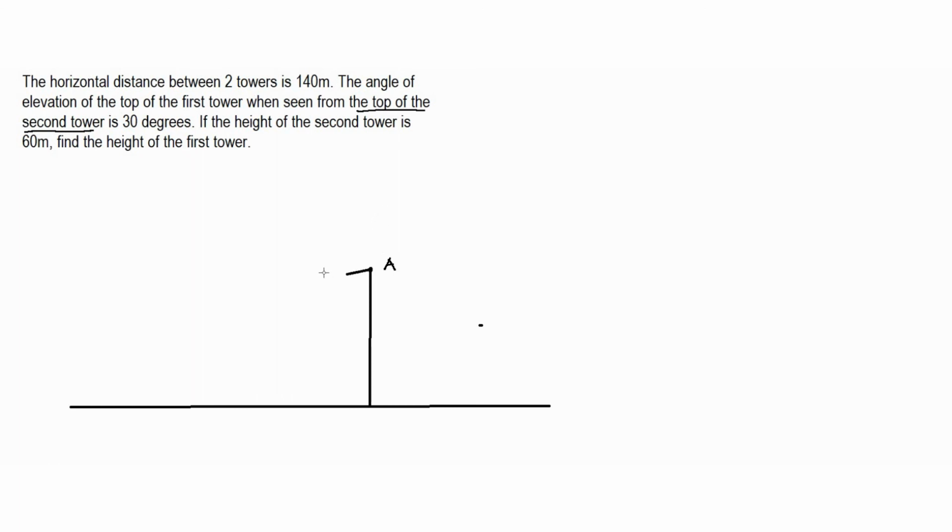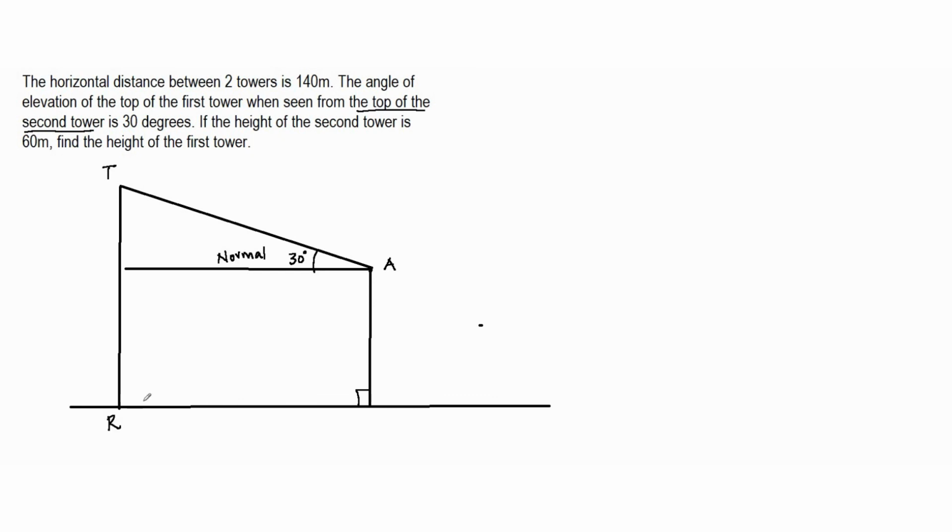So imagine that you are standing at A. So this is your normal line of sight. Now to view the top of the first tower, you experience an angle of elevation of 30 degrees. That is, you are going to look upwards and this angle is 30 degrees now. This is the perpendicular, which means that the first tower is taller than the second tower. This is the top of the first tower and this is the bottom of the first tower.